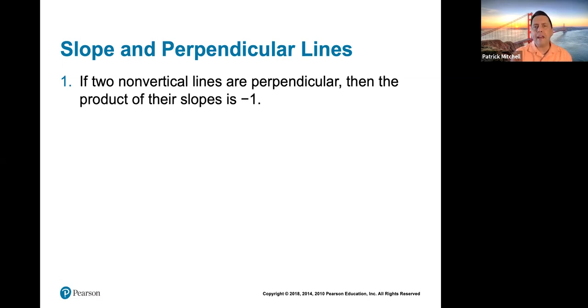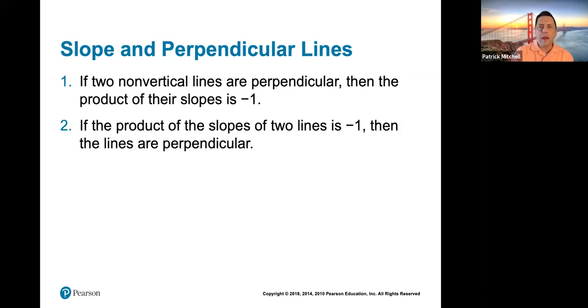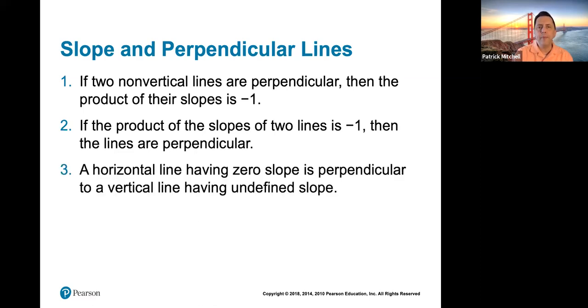What we mean by that is, for example, 6 and -1/6, -3/4 and +4/3. In other words, flip it over and change the sign, negative reciprocals. But the grown-up way of saying that is that the product of the slopes is -1. And conversely, if the product of the slopes of two lines is -1, then the lines are perpendicular. And of course, a horizontal line having 0 slope is perpendicular to a vertical line having undefined slope.